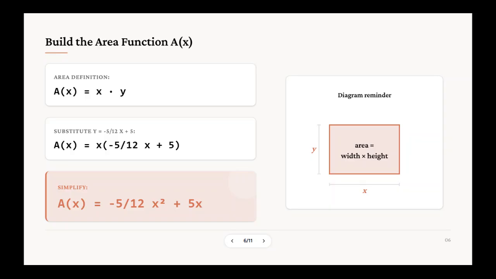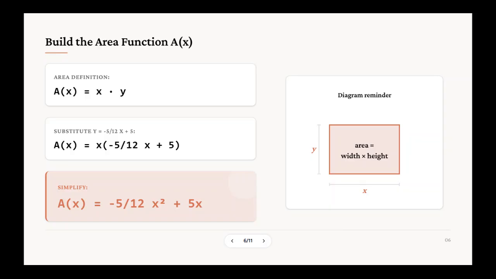When we distribute that x, we get a single variable quadratic function. A(x) is equal to negative 5 over 12 x squared plus 5x. This is a huge win. We have officially turned our geometry problem into a standard calculus problem that we can now solve using derivatives.